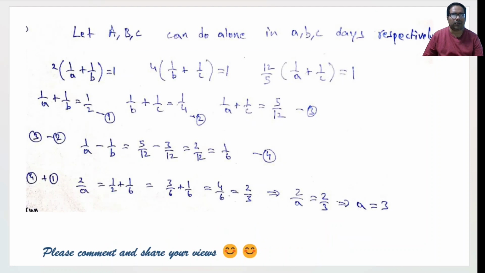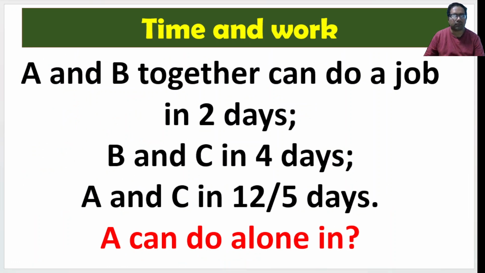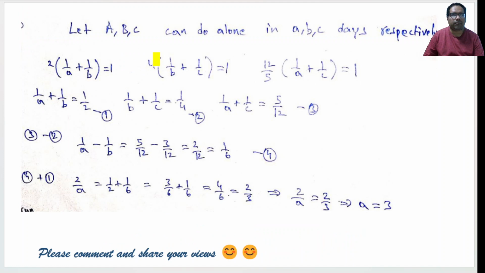Right. So if you take A, B, C can do in small a, b, c days, then in 2 days, A will do 2 times 1 by a, and in 2 days, B will do 2 times 1 by b. So together this should be equal to the complete work, which is 1. Similarly, B will work four days, and C will also work 4 days. Together they will finish the work. So 4 times 1 by b plus 4 times 1 by c should be equal to 1.